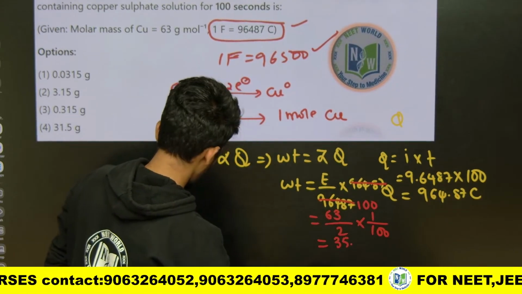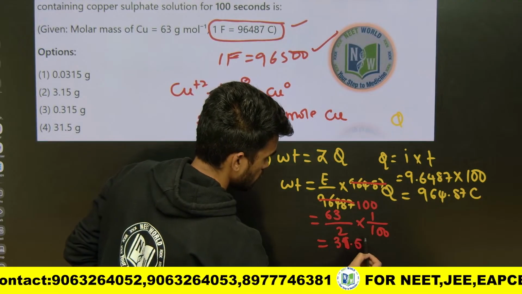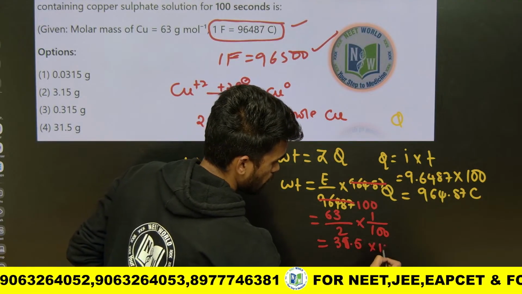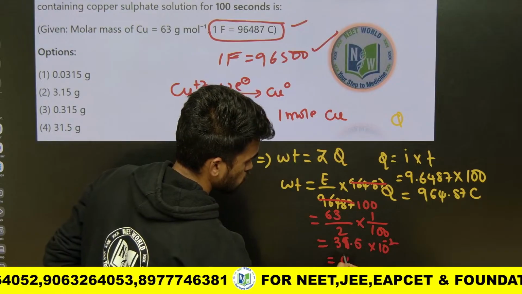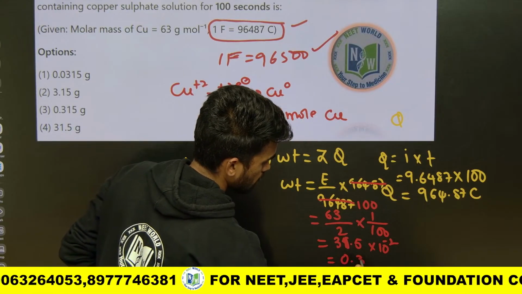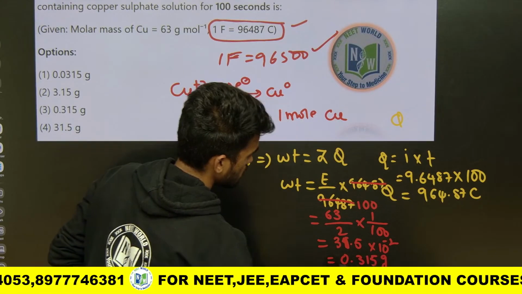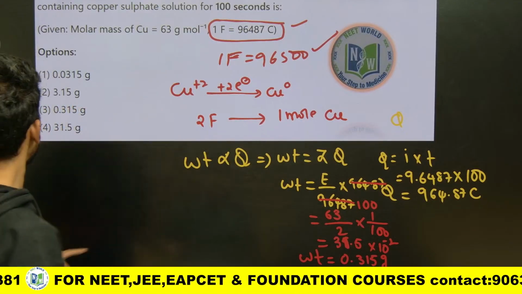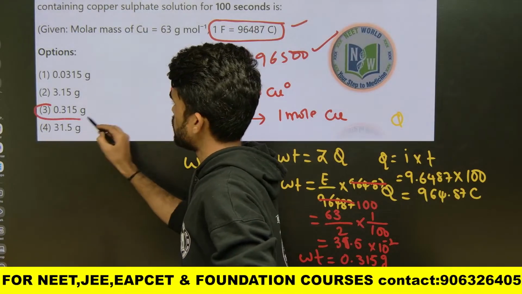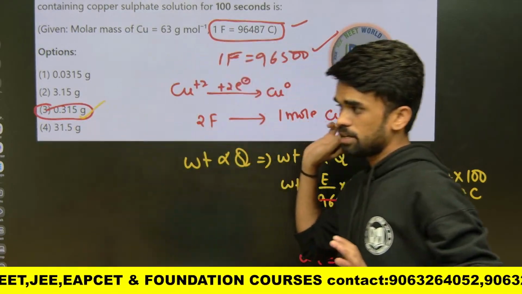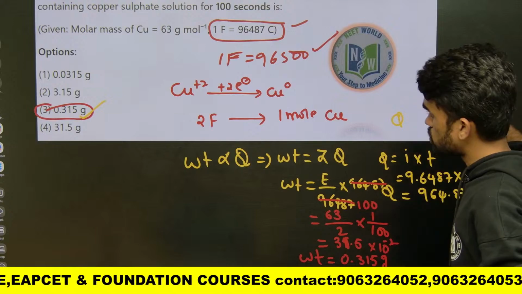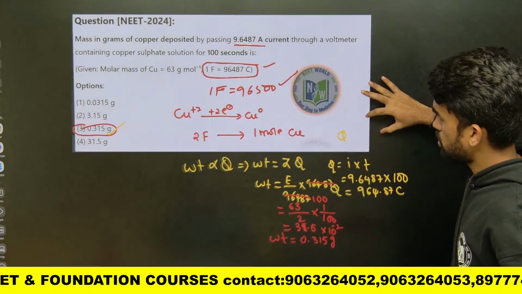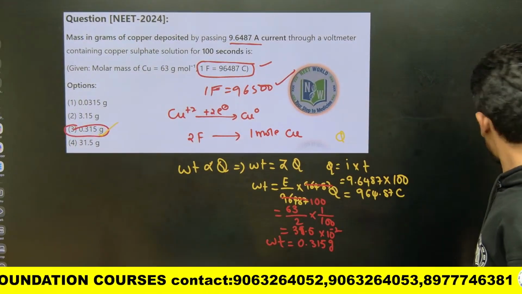So 31.5 into 10 to the power minus 2, we can write it as 0.315 grams. This is the weight of what? Weight of copper deposited. Do we have that option? Yes, the third option, so go with this. Clear now? Yeah. So take a note. Done. Let's move further.